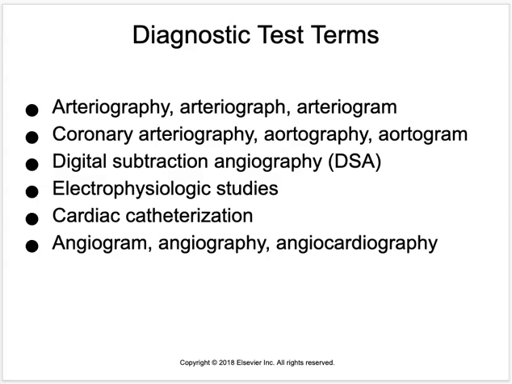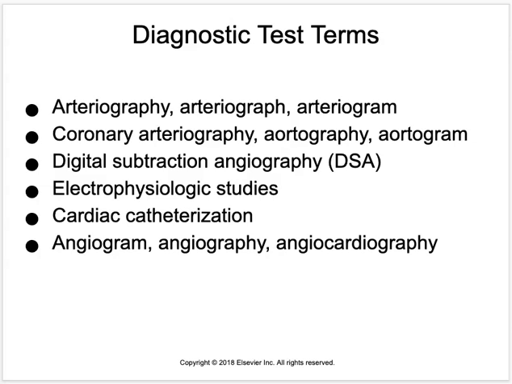Our next term is DSA, digital subtraction angiography. Okay, this is going to provide a computer-enhanced X-ray image of blood vessels that are filled with a contrast medium, and that contrast medium is that radio-opaque material that we talked about above. So DSA is a computer-enhanced X-ray image of blood vessels filled with that contrast medium.